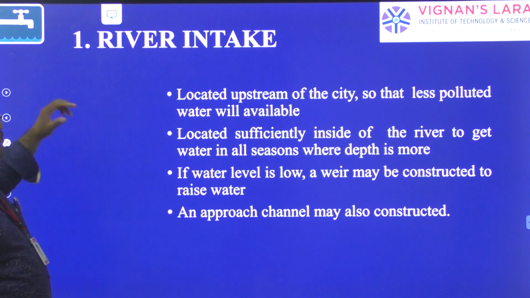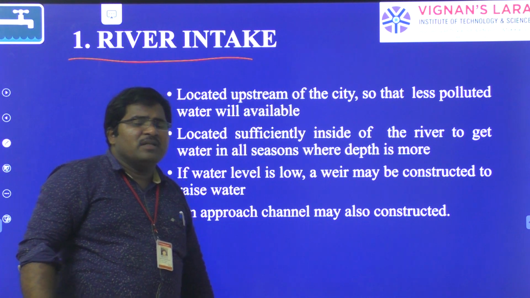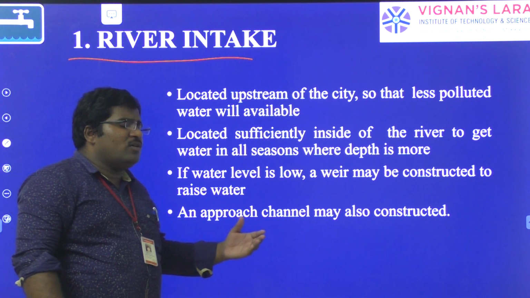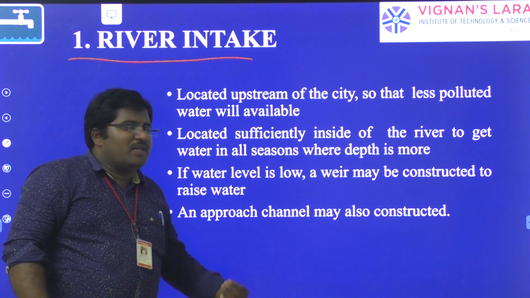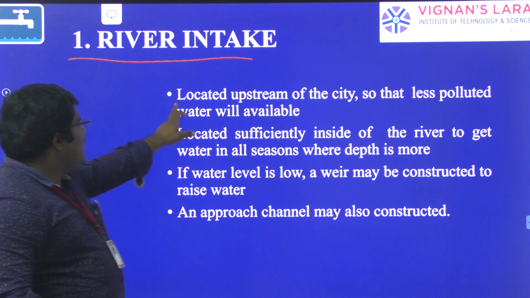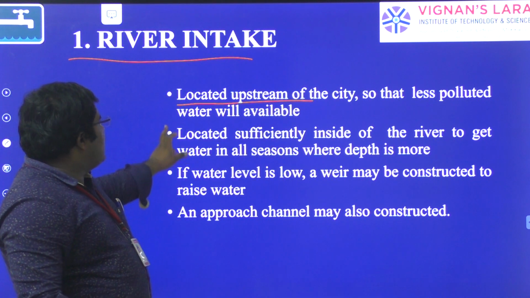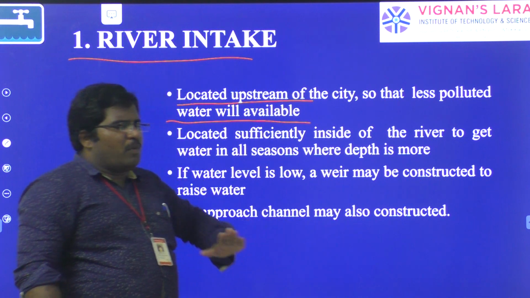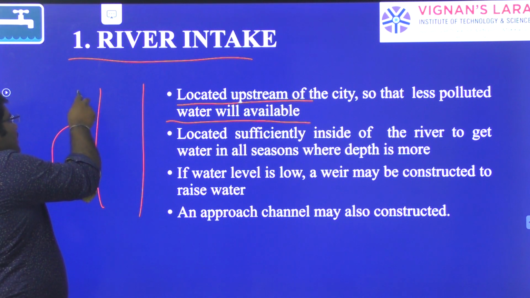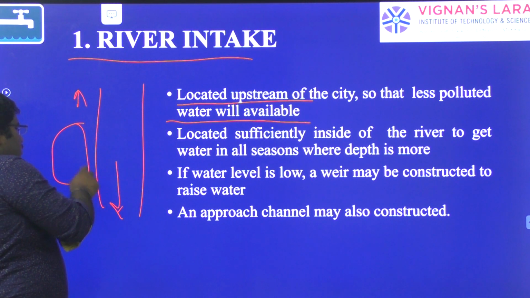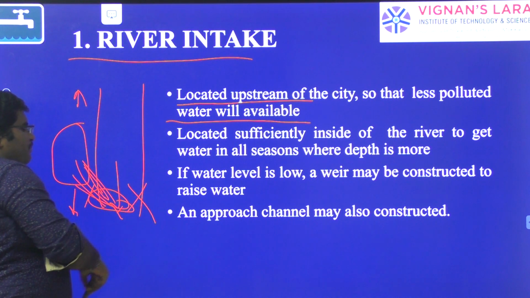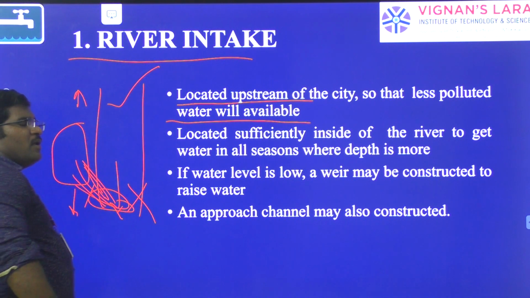Okay. Next, river intake. The first type of intake is river intake. From the exam point of view, this is the most important topic, where you have to draw a neat diagram of intakes and explain the parts of it and how it is going to work. The first thing is it is located upstream of the city so that less polluted water will be available. If this is the town, this is the upstream and this is the downstream of the river. If you take water here, all polluted water will be joined here. The river intake should not be here, and it should be on the upstream side.